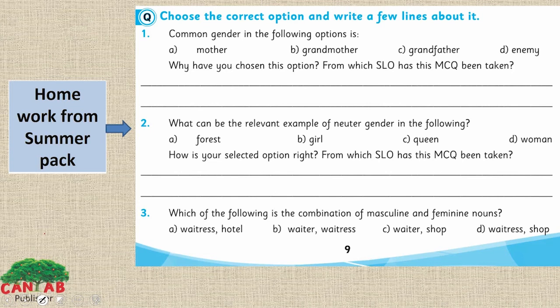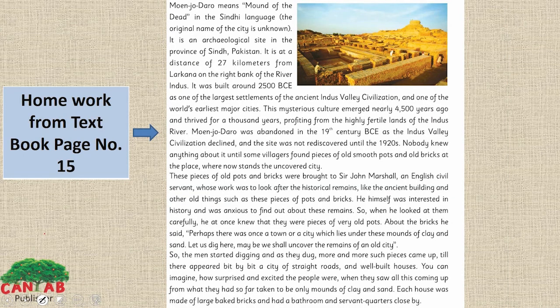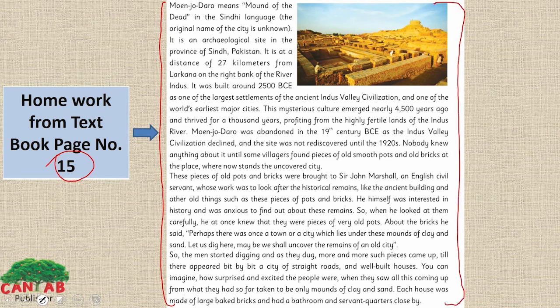This is your homework from summer pack. This is also your homework from summer pack, page number 10. And this is your homework from textbook, page number 15, from unit 2, the first page of unit 2. What you need to do is spot out all the masculine, feminine, common gender and neuter nouns from this page. You have to underline all these nouns on this page. This is your homework. I hope you will do it.